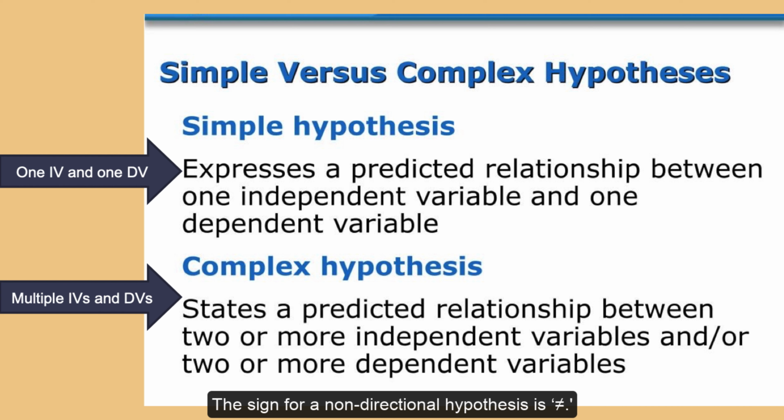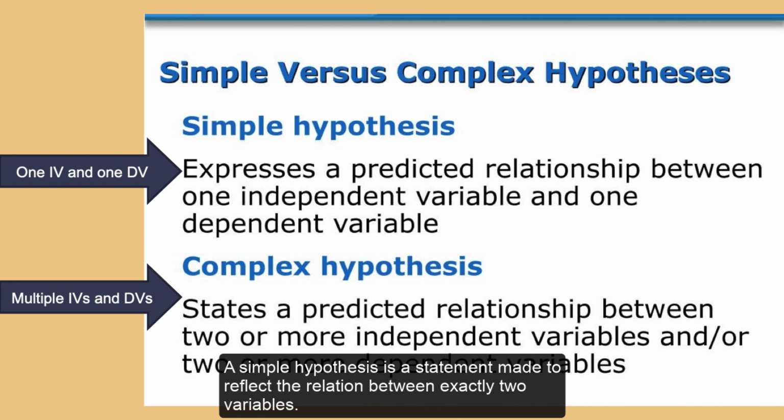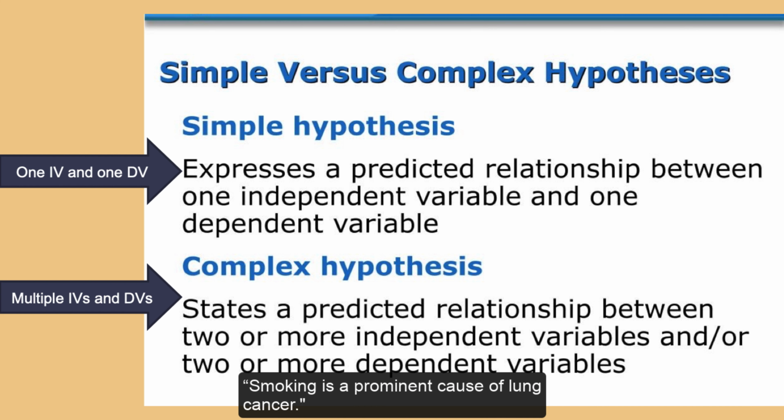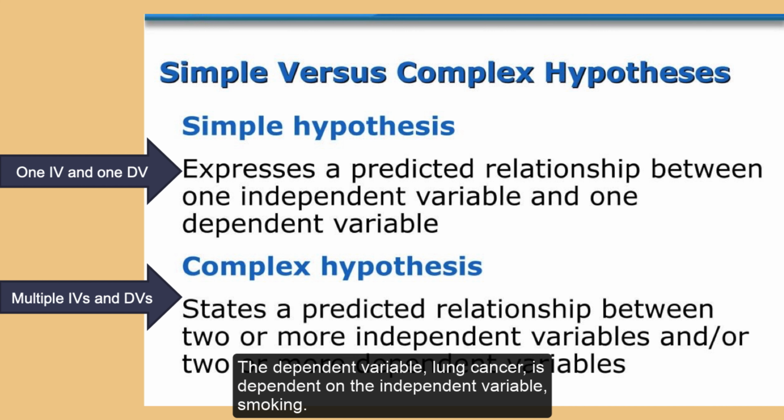It's non-directional. A simple hypothesis is a statement made to reflect the relation between exactly two variables, one independent and one dependent. Consider the example. Smoking is a prominent cause of lung cancer. The dependent variable, lung cancer, is dependent on the independent variable, smoking.